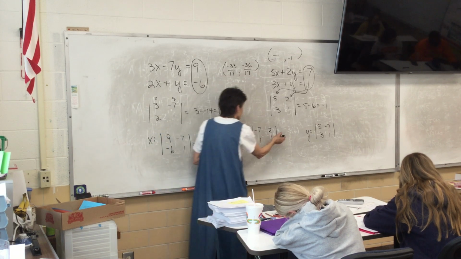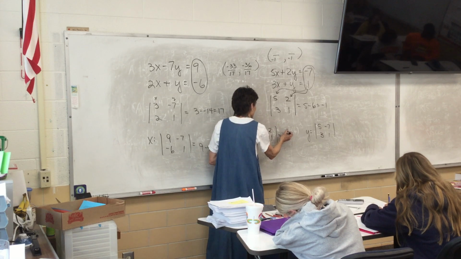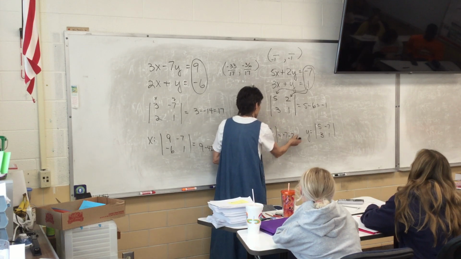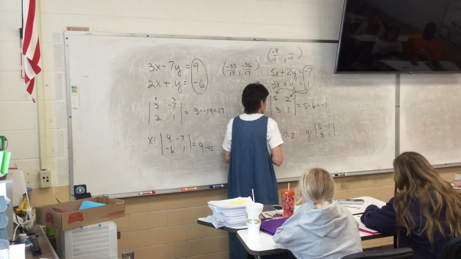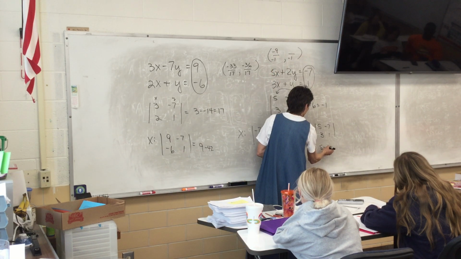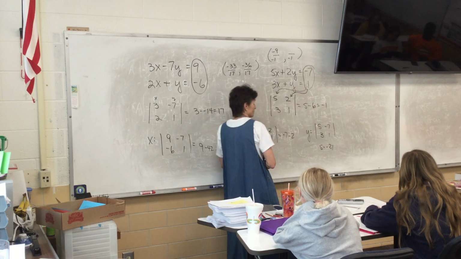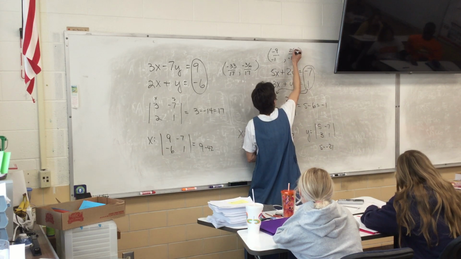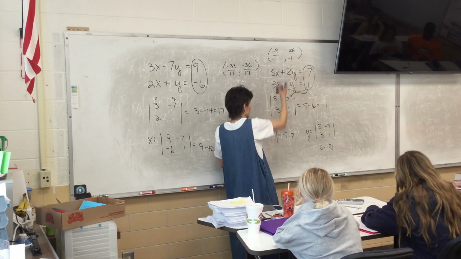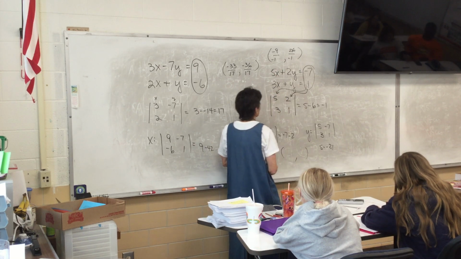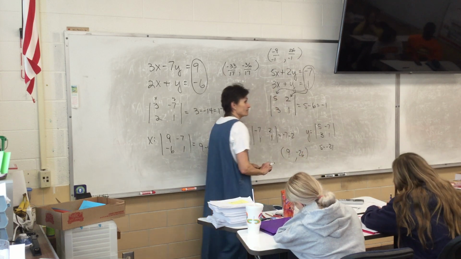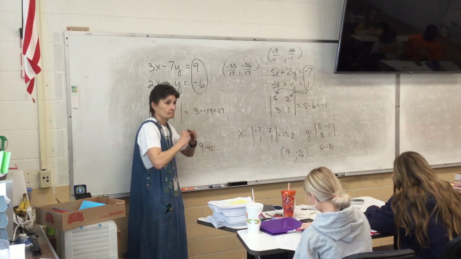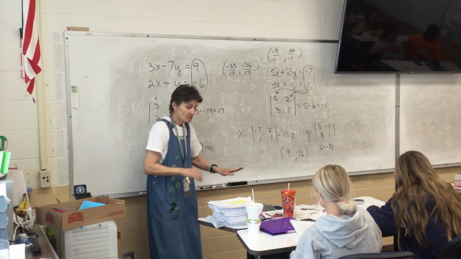Okay, so what do I got here? -7 minus 2. I got -9. And then 5 minus -21. 26. Now clean it up. So your final answer is 9, -26. Nice work, folks.